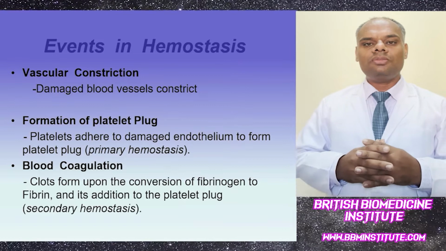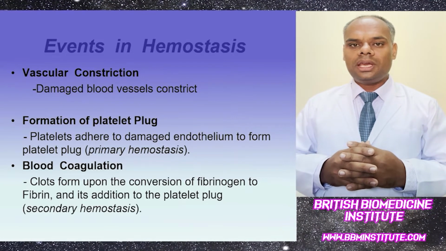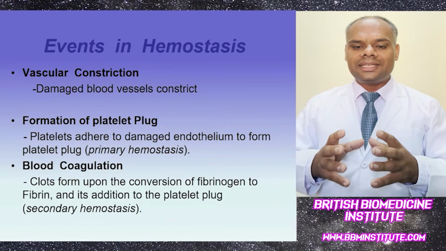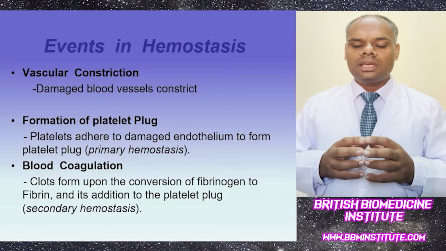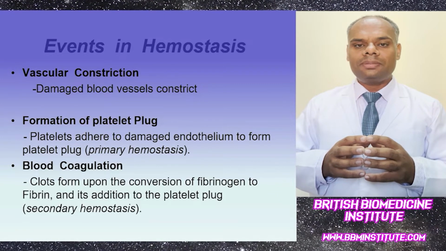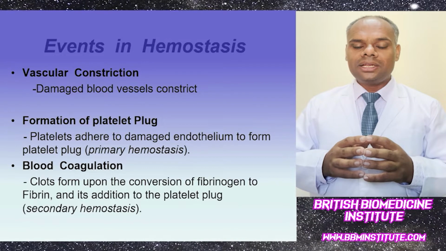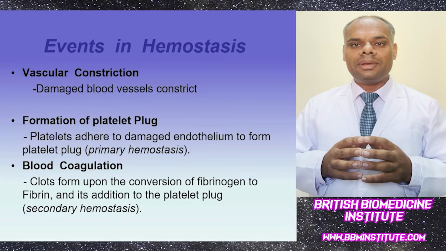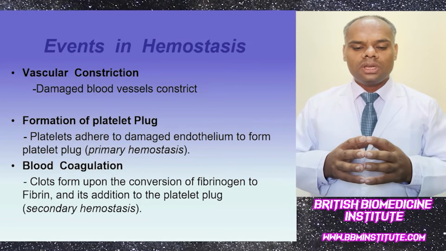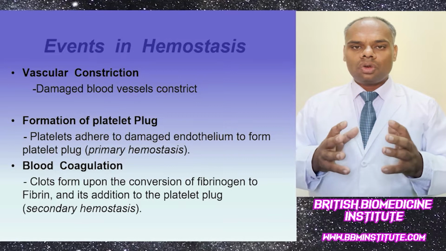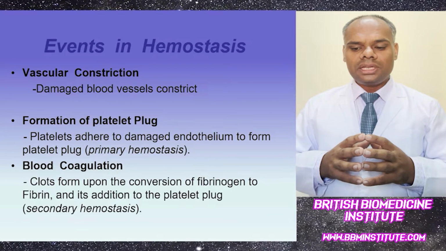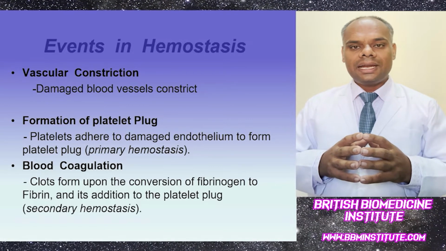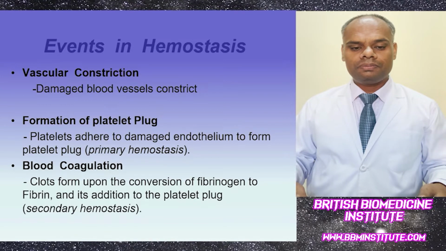So the events in hemostasis are: there will be vascular constriction, which will constrict the damaged blood vessels, and there will be formation of platelet plugs, where platelets will adhere to damaged endothelium to form platelet plugs, and this is basically primary hemostasis. Next is blood coagulation. A clot will form upon the conversion of fibrinogen into fibrin and its addition to the platelet plug, and that is known as secondary hemostasis.